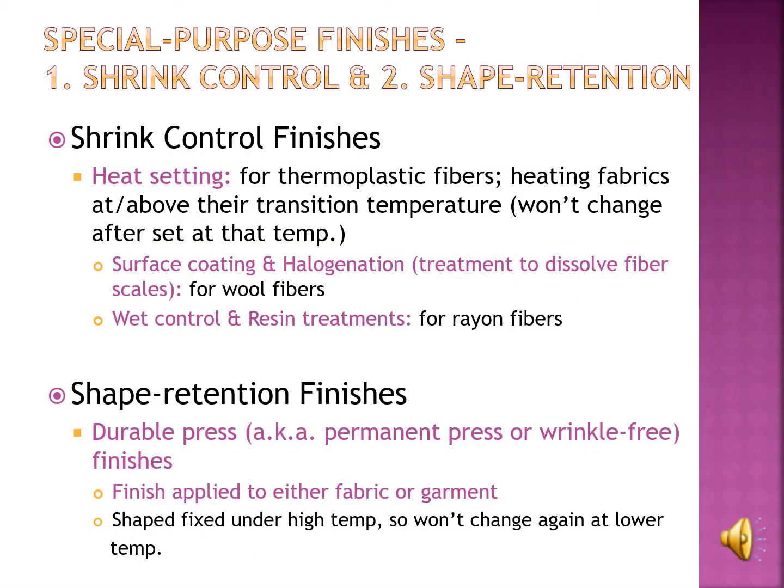Now we're moving into special purpose finishes, and this is actually chapter 18 in your textbook. And the first two we're going to look at are shrink control and shape retention, or that being the purpose of these particular finishes. So in terms of shrink control, the finish that helps with shrinkage is known as heat setting. And basically what occurs here is the fabrics are heated at or above their transition temperature, and what that does is actually sort of set it, hence the name, so that they won't change after that point when they're set at any lower temperature.